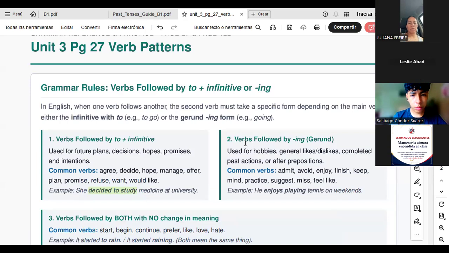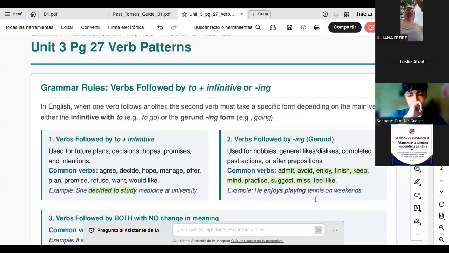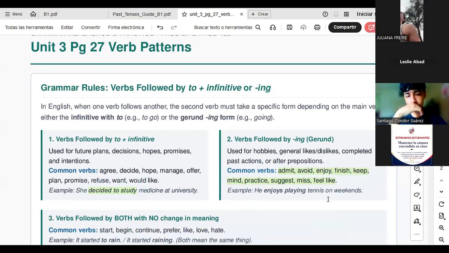Number two, verbs followed by ing, used for hobbies, general likes, dislikes, or a completed past action, or after a preposition. So here we have some examples: admire, avoid, enjoy, finish, keep, mind, practice, suggest, miss, feel, and like. These are just some examples. Example, he enjoys playing tennis on weekends. When we talk about something we like or don't like, fancy, can't stand, hate, don't mind, we use ing.